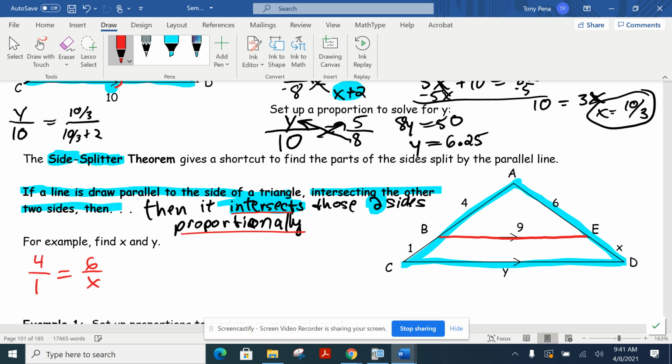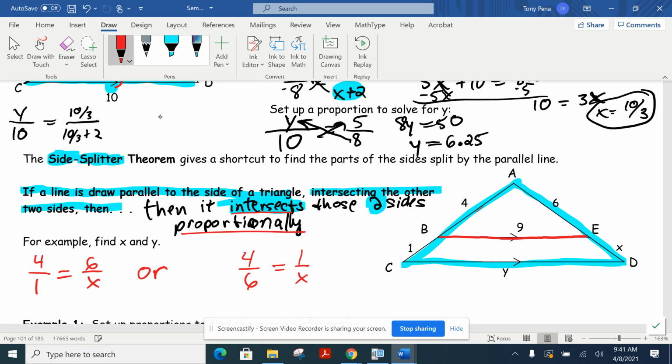Just so we understand, we can go about it a little differently. Since I did the left-hand side of both, small left-hand side, big left-hand side, and then small right-hand, big right-hand, we could also just do exclusively the smaller sides. So we could go 4 to 6, small left, small right, and then down here, go 1 to x. So both of those set up nicely.